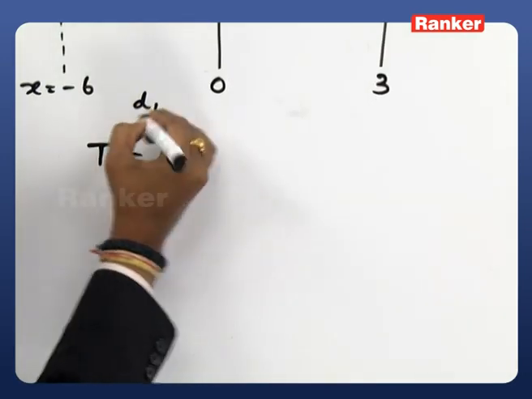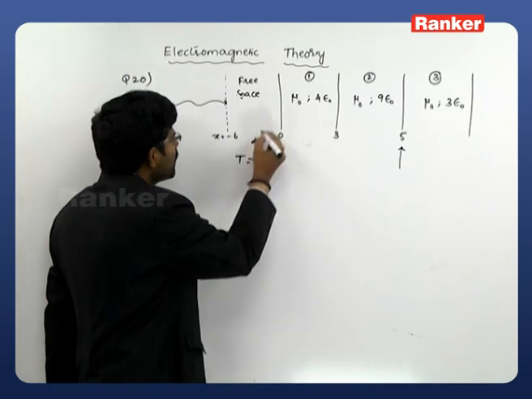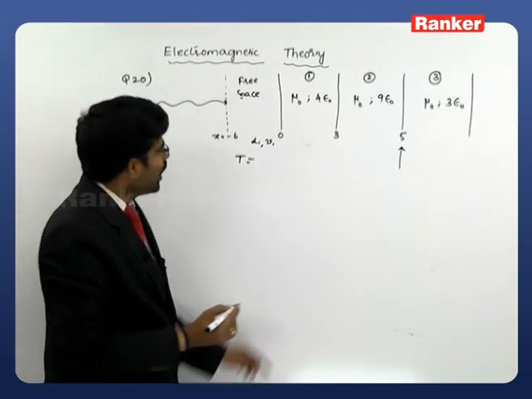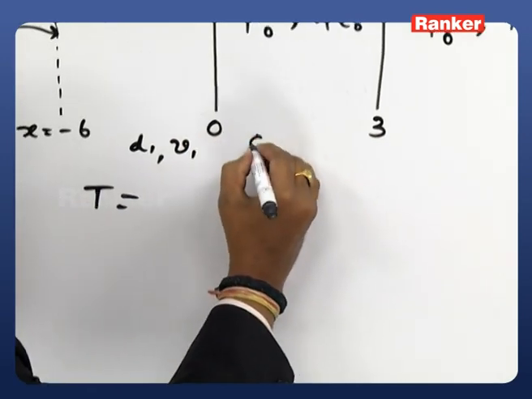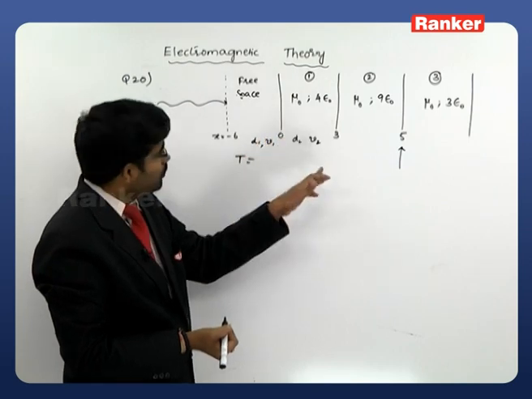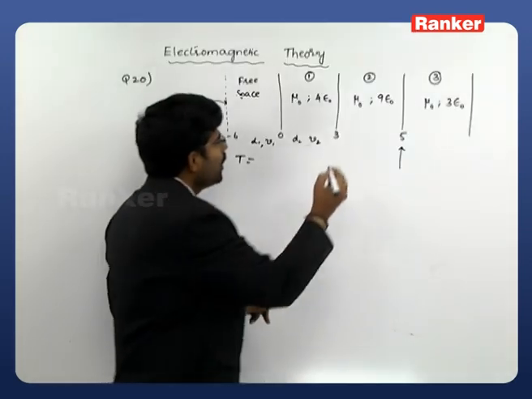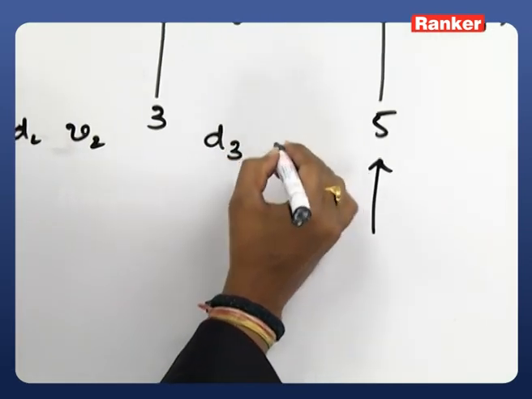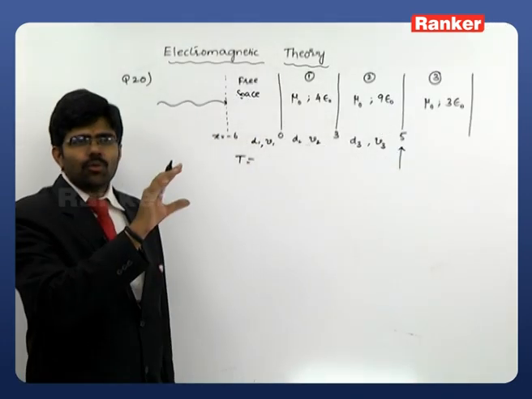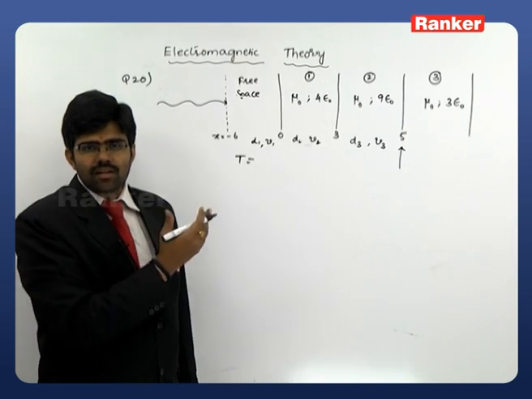Let us take this distance as d1. In this particular region, let us take the velocity as v1. Later it is traveling a distance d2 with velocity v2. Since it is another dielectric medium, we are supposed to consider another velocity. And in the third one, let us take the distance as d3 and the velocity as v3. If we have those distances and velocities, easily you can calculate the time.